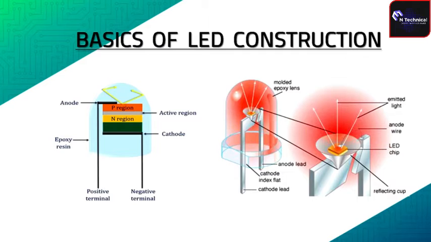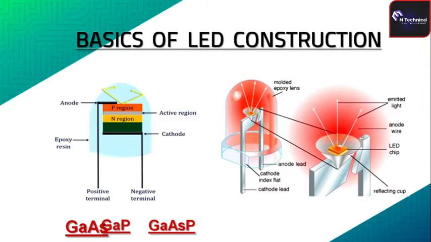Instead of that, we use gallium arsenide phosphate or gallium phosphide as the basic material at the time of LED fabrication. The reason to use these materials is that they exhibit a special property through which they can emit energy in the form of photons rather than in the form of heat.